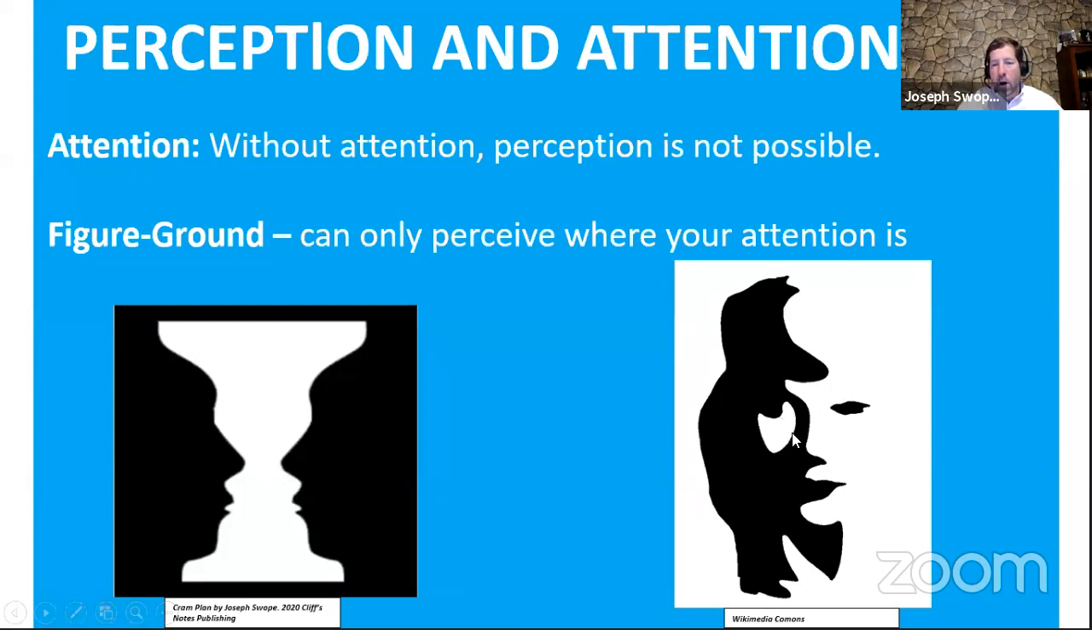And over here, I think the figure is a woman's face. Perhaps the background is a cartoon character playing a saxophone. Can you see that? You can't see both at the same time. So this just shows you that where your attention is, that's what you perceive. Where your attention is, that's what you perceive.